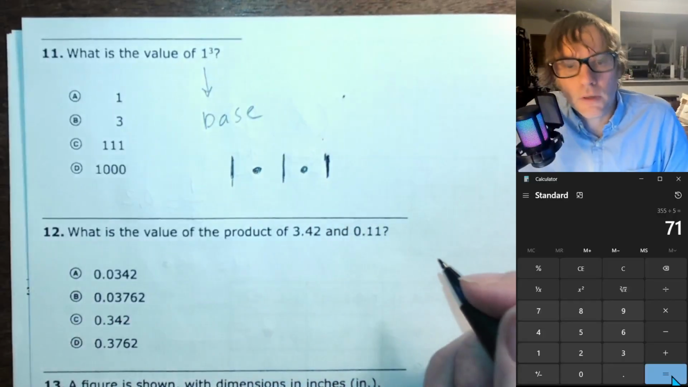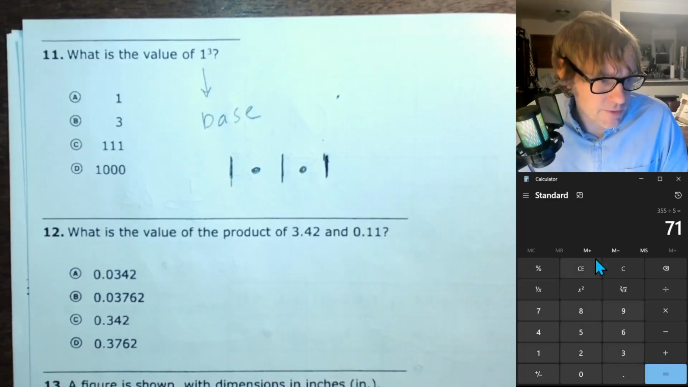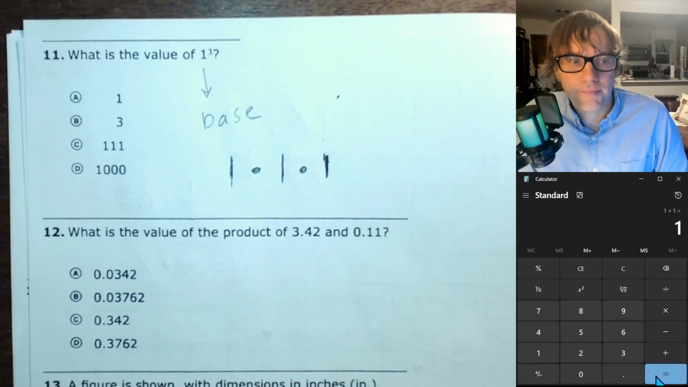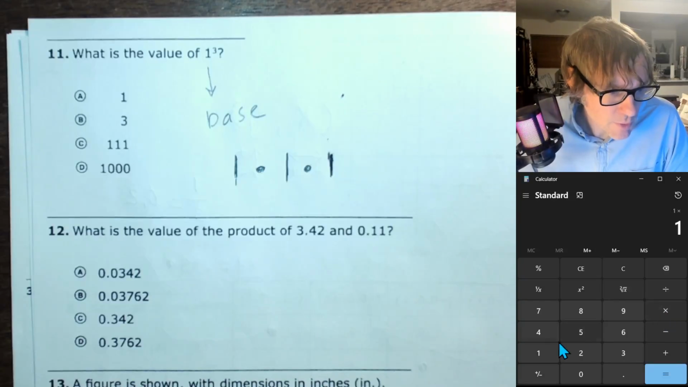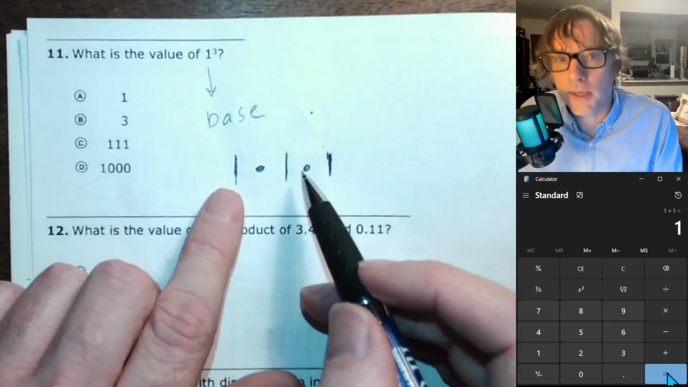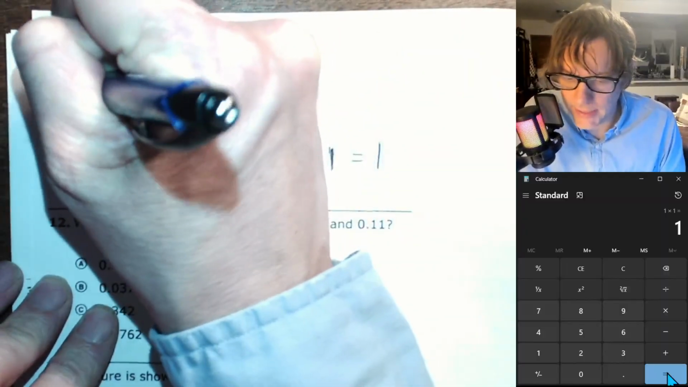All right, so 1 times 1 times 1. You can use your calculator if you're confused, but I know most of y'all out there know that 1 times 1 times 1 is just 1. Times 1. All right, there we go. 1 times 1 times 1 is 1. So that's going to be A.